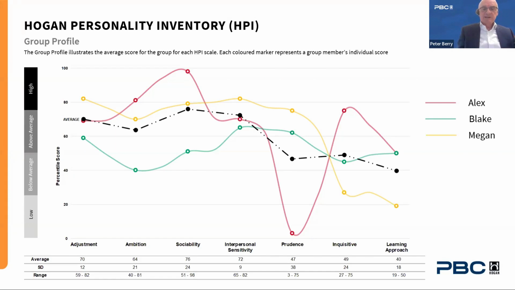So on this particular occasion, they had 3 candidates to be interviewed. It's Alex, Blake, and Megan. And in the first interview, Megan, I think, captured their hearts and minds a little bit because she had high yellow adjustment, cool, calm, positive attitude. She had high interpersonal sensitivity. You can see the yellow data there, the social skill. And they were captivated by the prudence, someone who's going to be quite conscientious.